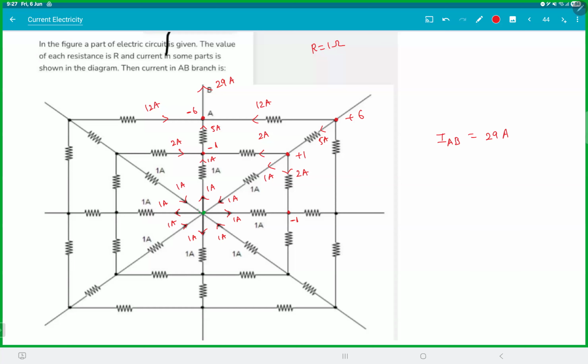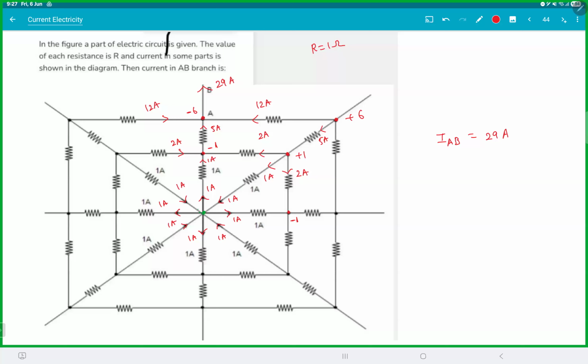Is that making sense, everyone? So you just find the potential, use the junction law, get the current, find the potential. You just keep doing this. When I got the answer, I was like, what the hell? 29 was something which was completely unexpected for me.